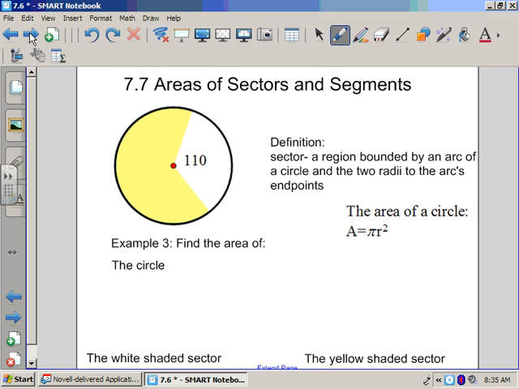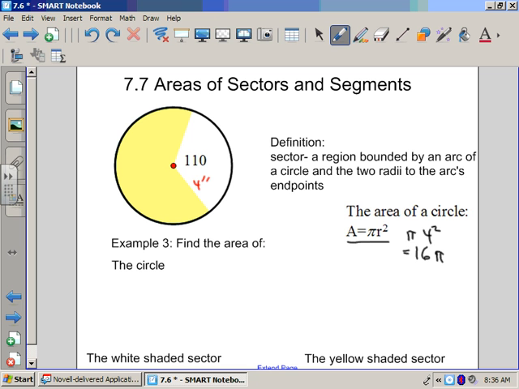All right, a sector is a region bounded by an arc of a circle and the 2 radii to the arc's endpoints. Basically, I have 2 sectors of this circle. I have the yellow sector and I have the white sector. And I want to find, first of all, what is the area of this circle? I probably should have put the 4 inches again, so we actually can come up with an area. What's the formula for the area of a circle? It's pi r squared. So in this particular case, the area is going to be pi times 4 squared, which is 16 pi.